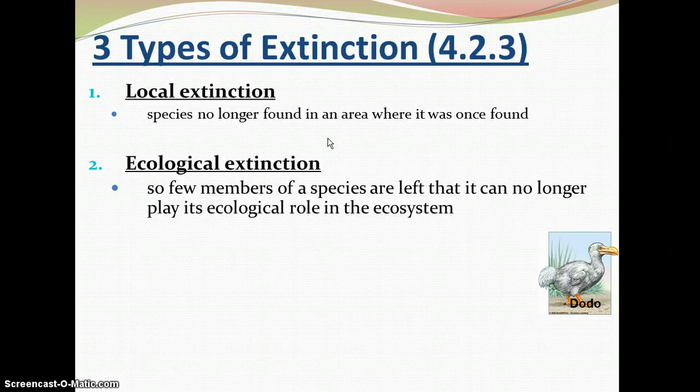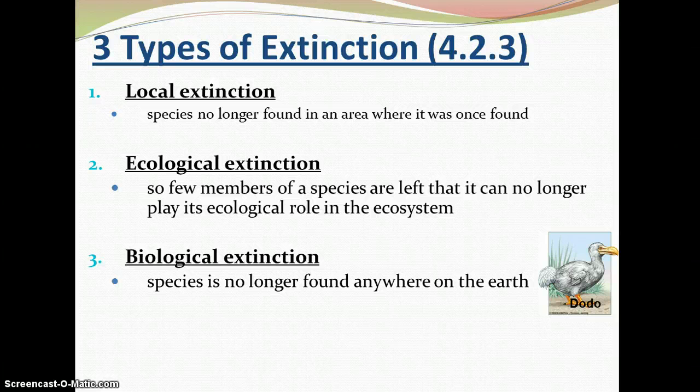Ecological extinction means that there's so few members of the species that it's not really doing its function anymore. We're kind of in this area for the oyster population in the Chesapeake Bay. Oysters are supposed to be helping our Chesapeake Bay clean the water, and they're not doing that anymore. Biological extinction is what we're normally thinking about. Our example is mostly going to be the dodo bird. This species is not found anywhere on Earth anymore, and that's for forever.